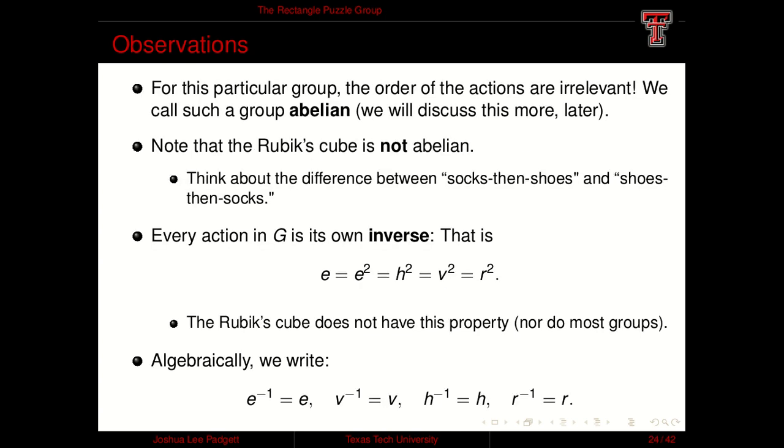Now, since the order of the actions is irrelevant, we actually give this group a special name, which is called an abelian group. And actually the reason for that is this is not a property that all groups have, so it's an extra added piece of structure. So somehow you could say this is another property on top of the 4 that the group must obtain.